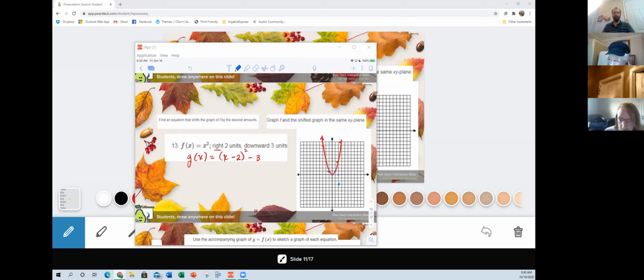And we're taking each one of these points and doing the same thing. Right 2, down 3.